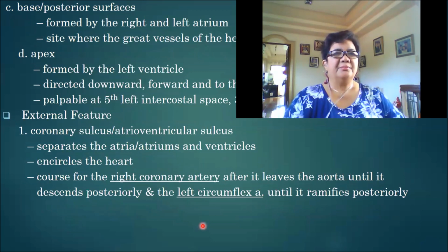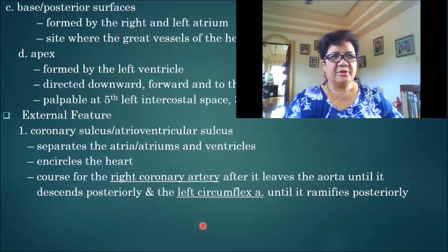Then you have the base or posterior surface. Now the base, it does not lie on the diaphragm. It is more of behind the diaphragmatic surface. This is formed by the right and left atrium. This is the site where the great vessels of the heart will sprout. So your vena cava, your superior and inferior vena cava, and also the ascending aorta before it will become the arch of the aorta. Then you have the apex.